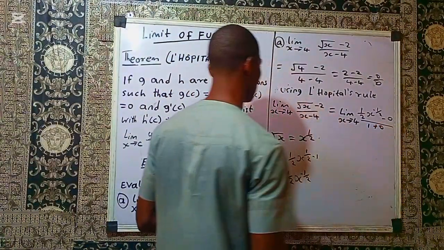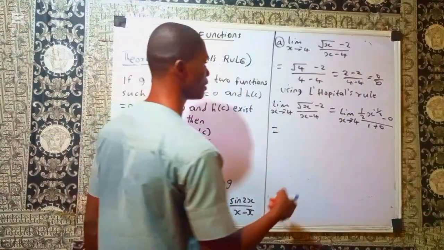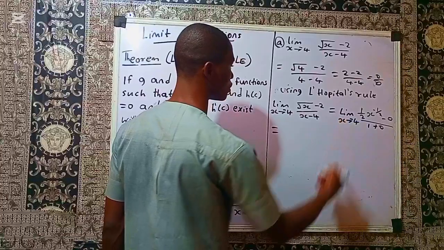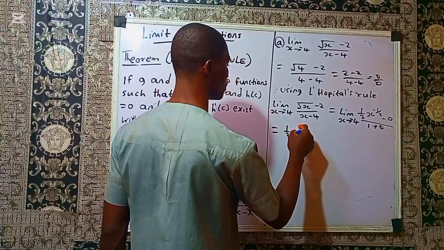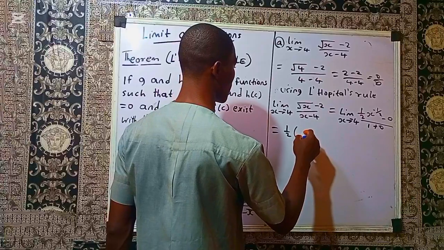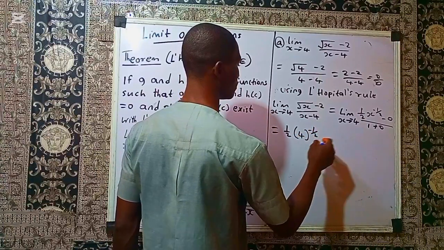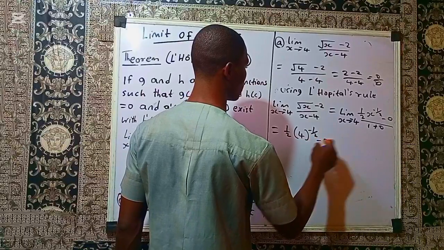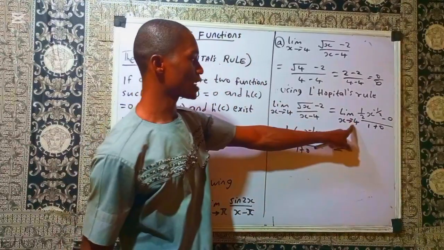0. We are going to substitute the point. What's the point here? 4. Because x is going to 4. So we'll substitute the point. So we have 1 over 2 multiplying 4 raised to power minus half, minus 0, all divided by 1 plus 0. So I have substituted x for 4 here.